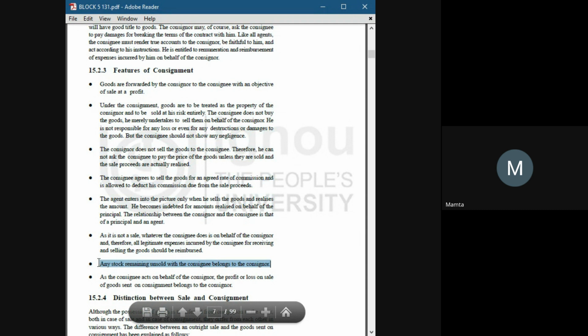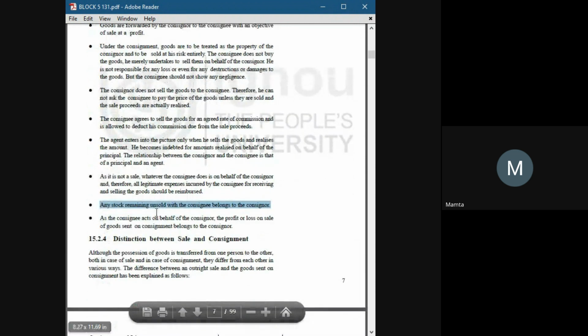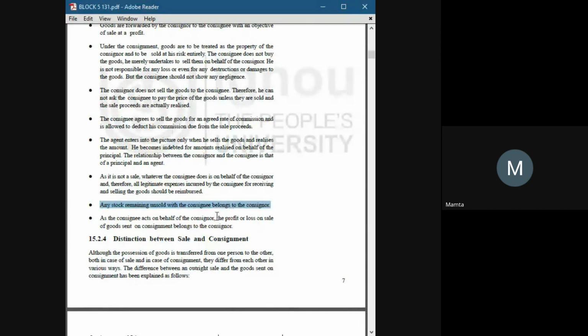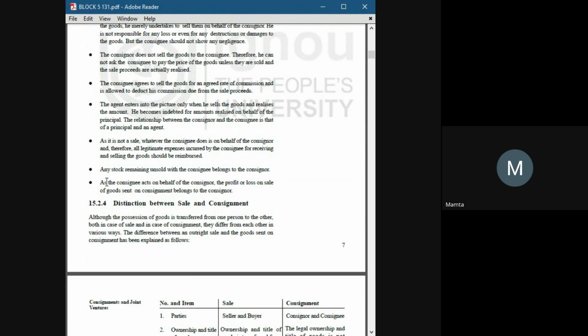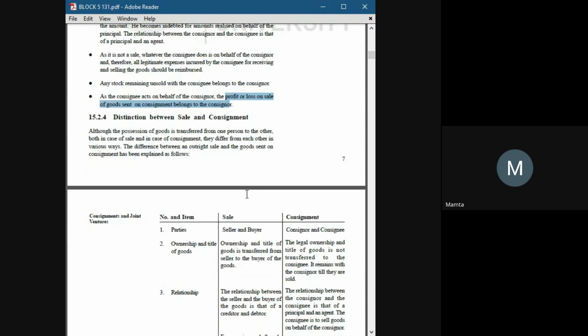If any stock or any unit of your product remains unsold with the consignee, that doesn't mean the consignee can take that stock and use it for personal use. He or she needs to give it back to the consigner. As the consignee acts on behalf of the consigner, the profit or loss on sale of goods sent on consignment belongs to the consigner.